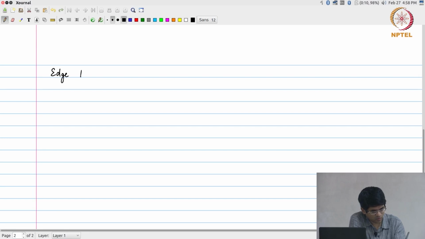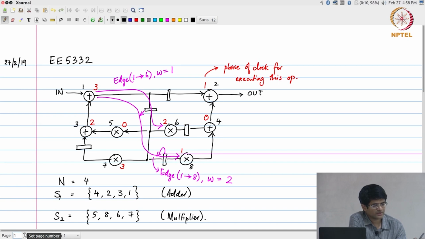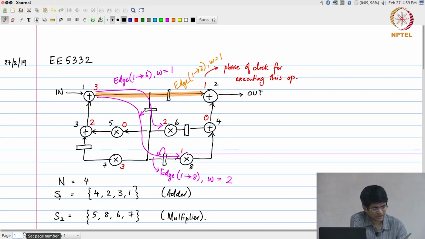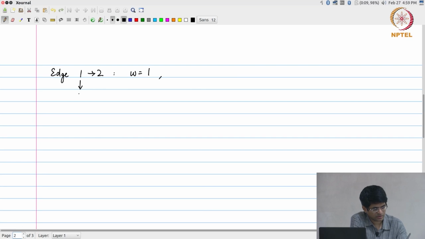I will look at the edge from 1 to 2. This edge from 1 to 2 has W equal to 1. So, let us work through that. This has W equal to 1. The schedule time of operation number 1 is at time 3 and operation number 2 is at time 1. So, this was scheduled at time 3, this was scheduled at time 1.